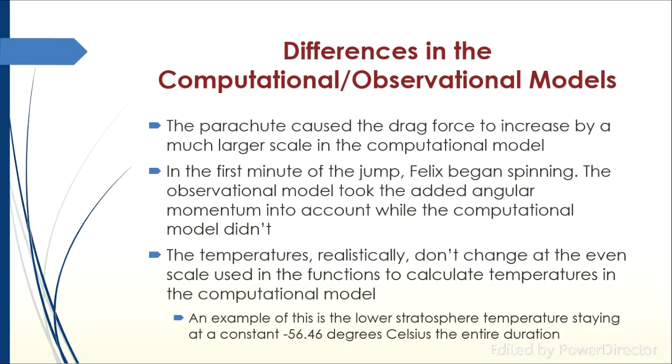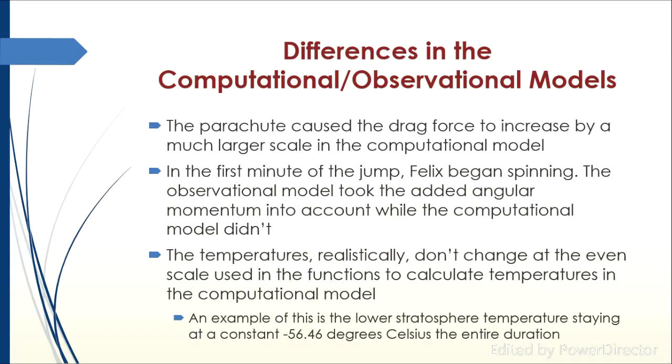Here are some reasons that might account for the differences in the computational and observational models. This wasn't easily seen in the models, but when you look at the data, the parachute caused the drag force to increase by a much larger scale in the computational model than the observational model. Next, in the first minute of the jump, Felix began spinning. The observational model took the added angular momentum into account, while the computational model didn't.